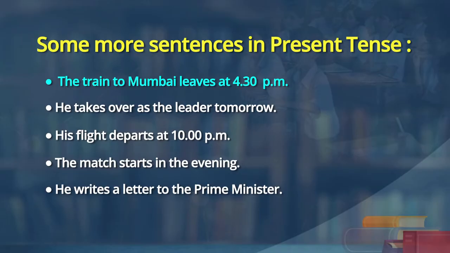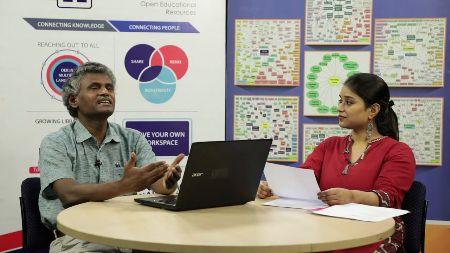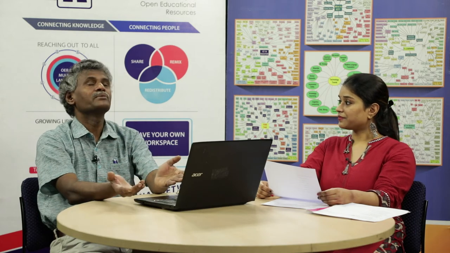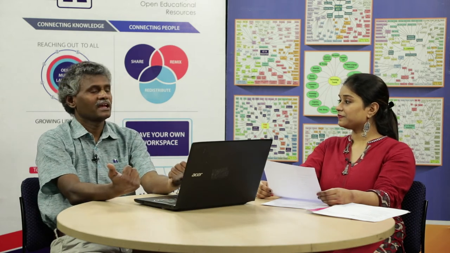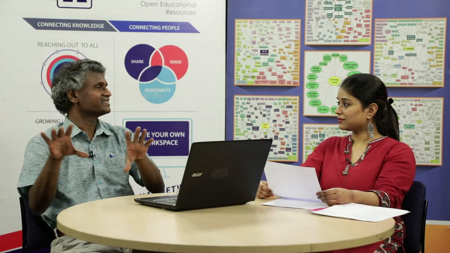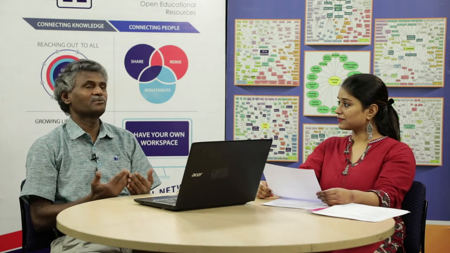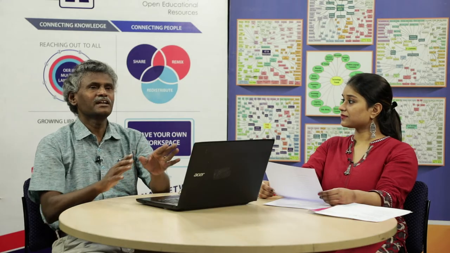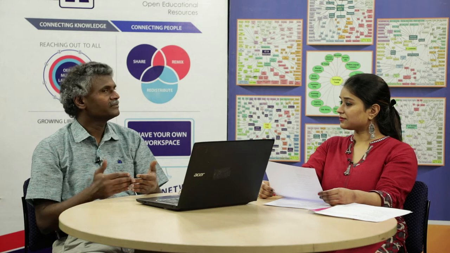Fine. Look at Kriti, the first sentence, the train to Mumbai leaves at 4:30 p.m. Suppose someone says this statement at 1 o'clock or in the morning, it's a future action, but we are saying it in present form. Present tense. And they say, he takes over as the leader. Newspaper headings, no? The Prime Minister arrives, the President arrives, the flight arrives, the flights from outside India arrive, and the tiger attacks. So, there are many such occasions which refer to the future, where we also use present tense.